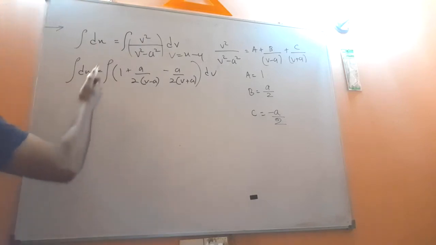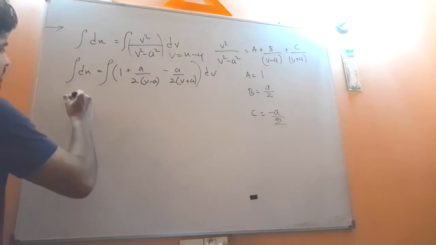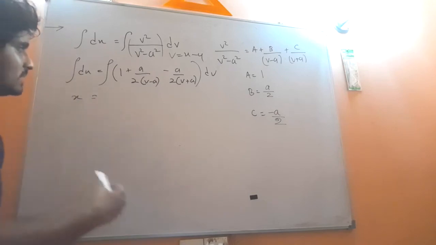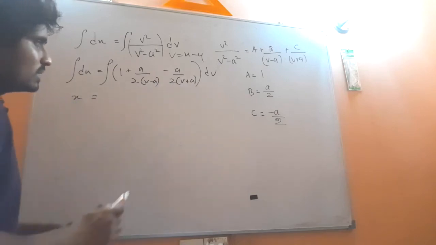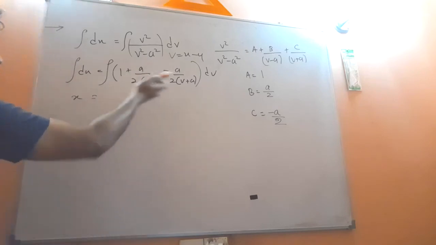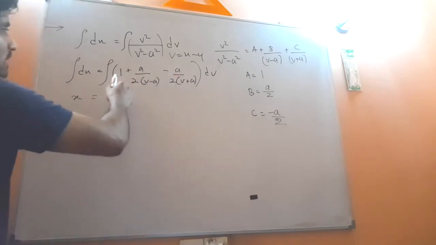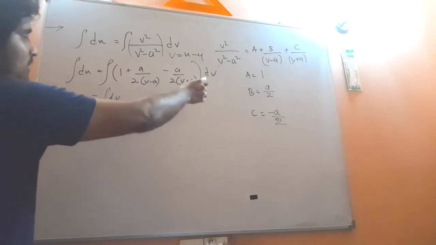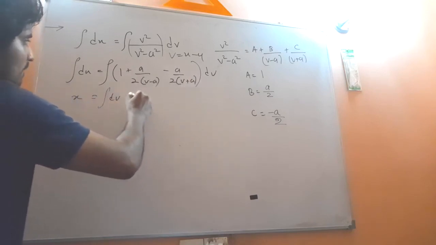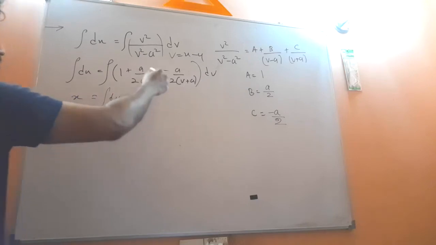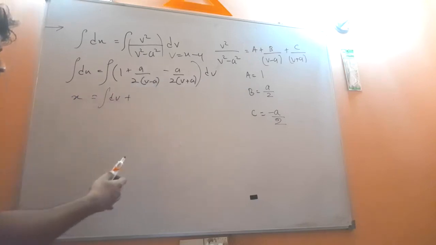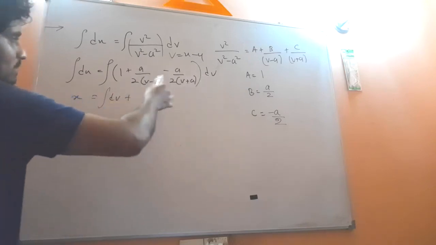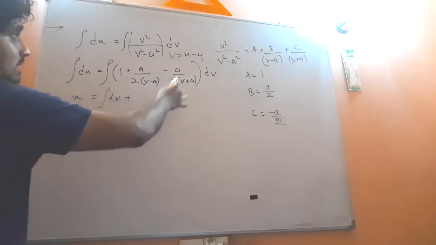So now you know what is the integral of dx. That is simply x. So now when considering the integration of this part, now you can separately integrate these three components, right? So then 1 multiplied by dv means integration of dv. Then this multiplied by dv means integration of plus this a by 2. You can take out because it is a constant, right? This into that, then you will be getting a divided by 2 times v minus a times dv.